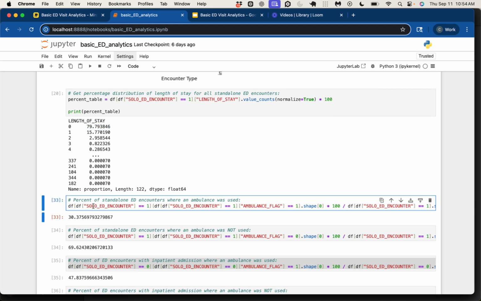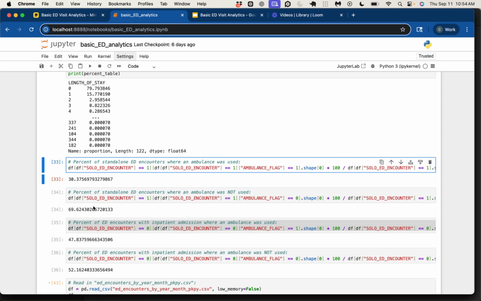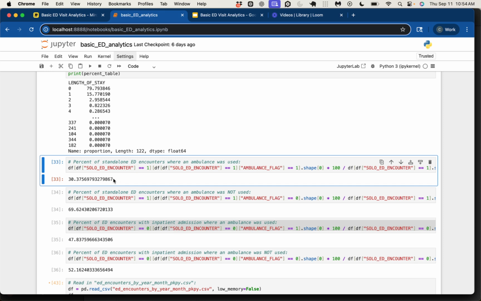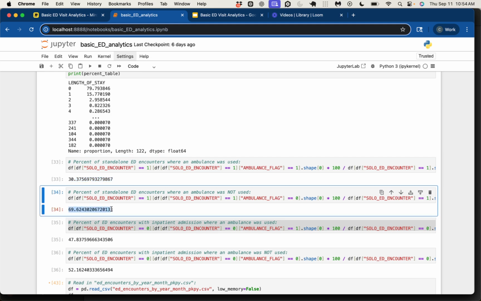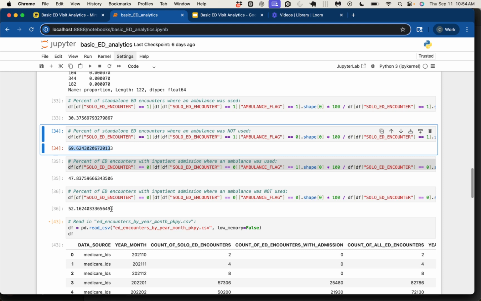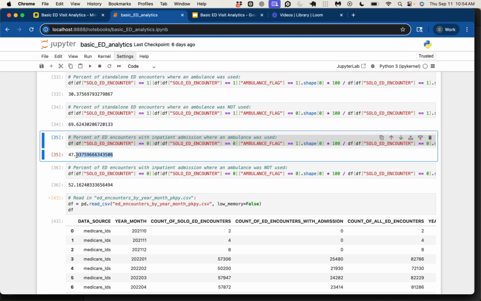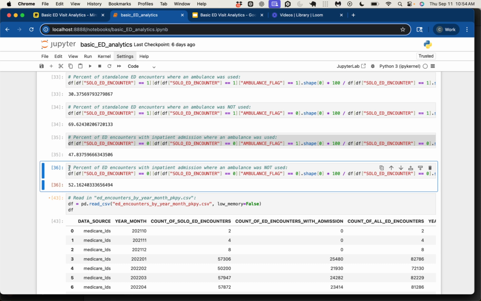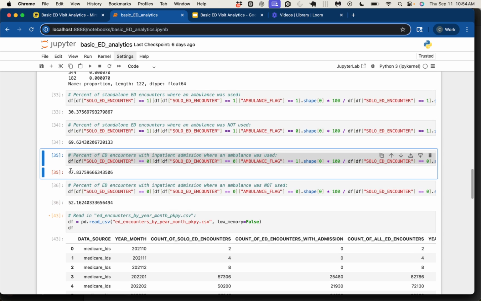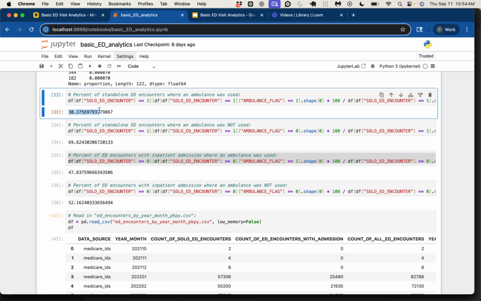We can see how often an ambulance is used. For standalone ED encounters, an ambulance is used 30.3% of the time. And this is the percentage when the ambulance is not used. For encounters that led to an inpatient admission, the percent using an ambulance is 47.8%. And this is the percentage not using an ambulance. So we can see the percent using ambulance is higher for encounters leading to inpatient admission than for encounters that are standalone.